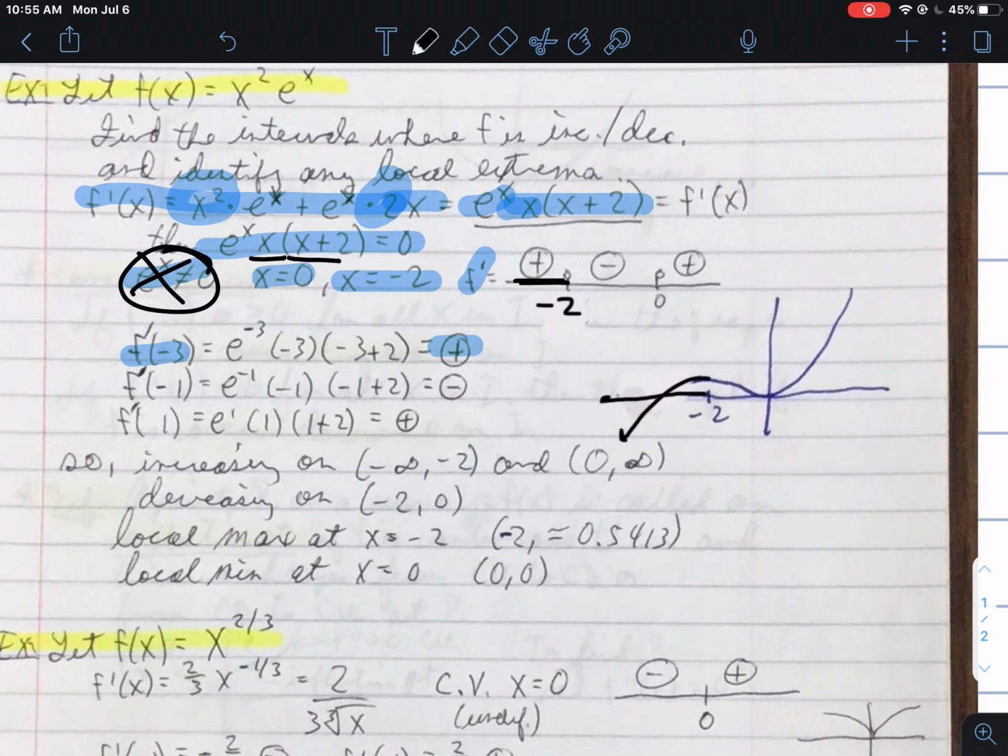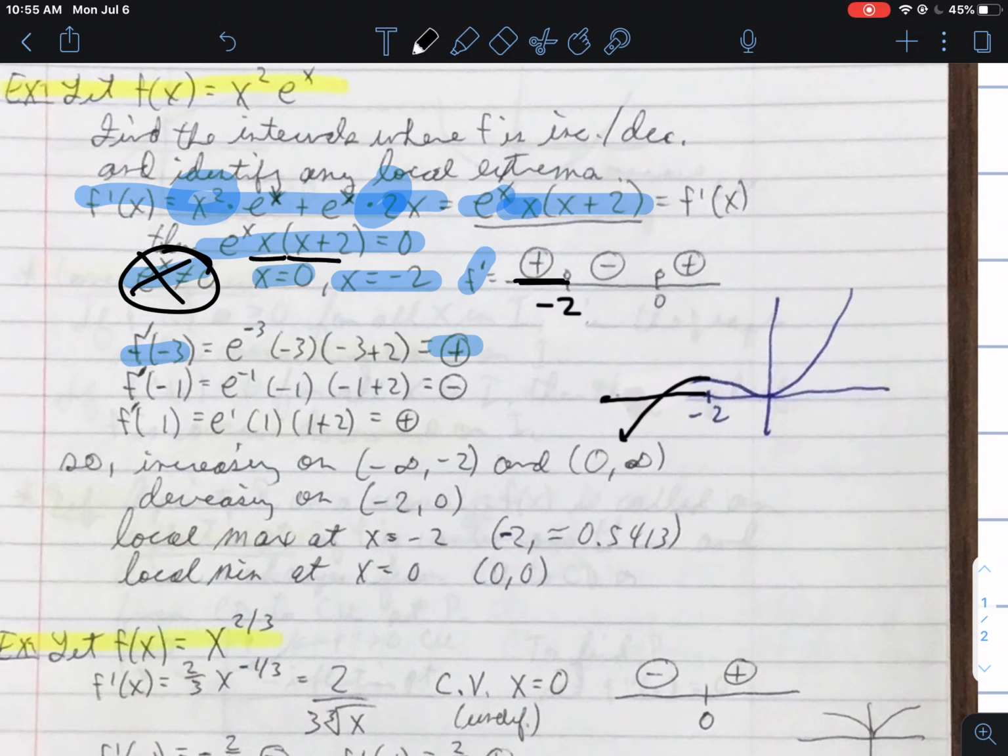Now, don't fall into the trap of thinking these are always going to alternate. I have an example coming up where they don't. So don't presume that they will necessarily alternate positive, negative, positive, negative. It happens quite often, but doesn't necessarily have to be that way.